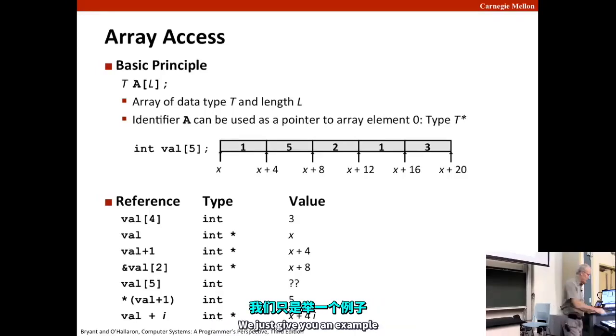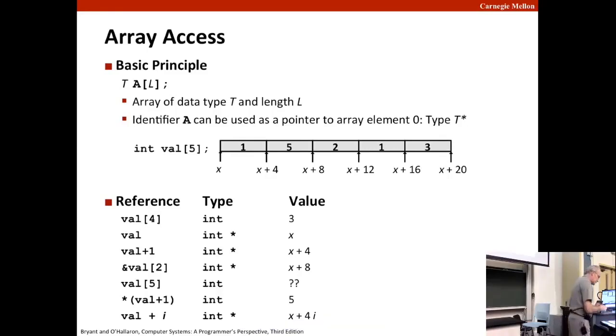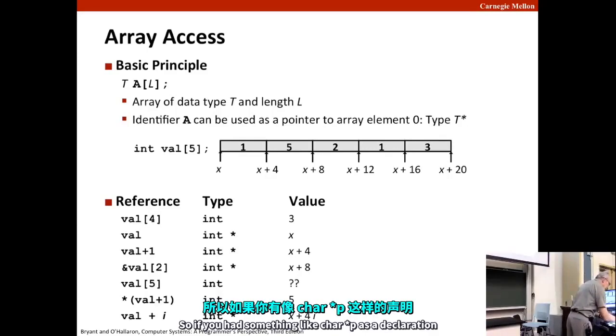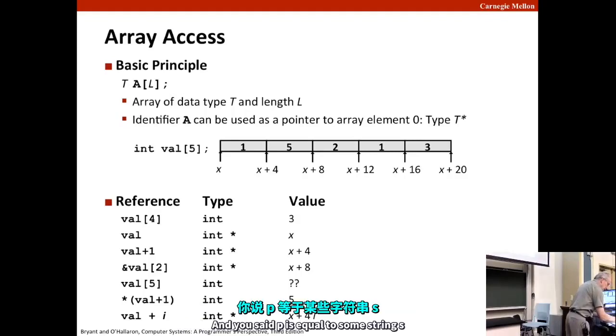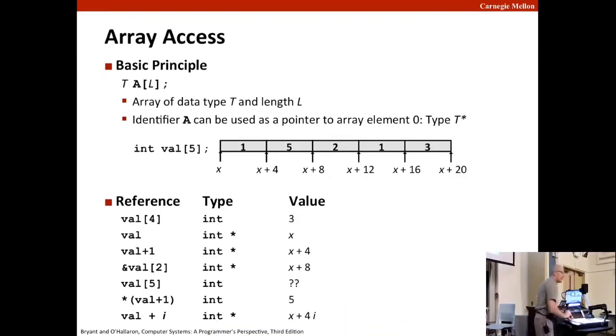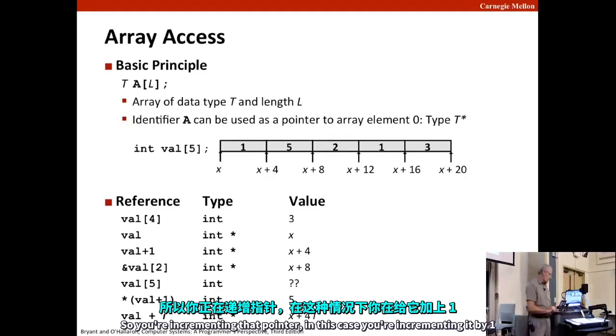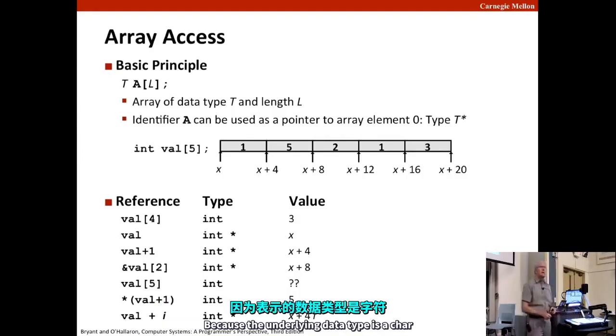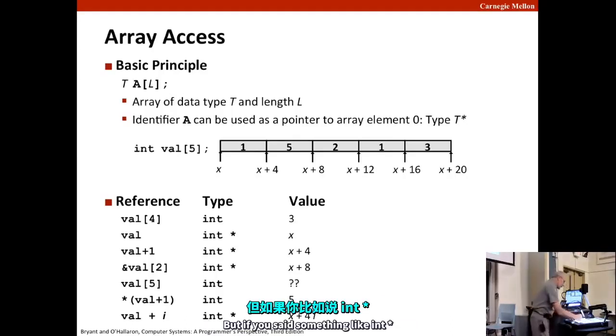pointer. Let me just give you an example. So if you had something like char star p as a declaration, and you said p is equal to some string s, and then you say p++, so you're incrementing that pointer. In this case, you're incrementing it by 1 because the underlying data type is a char.